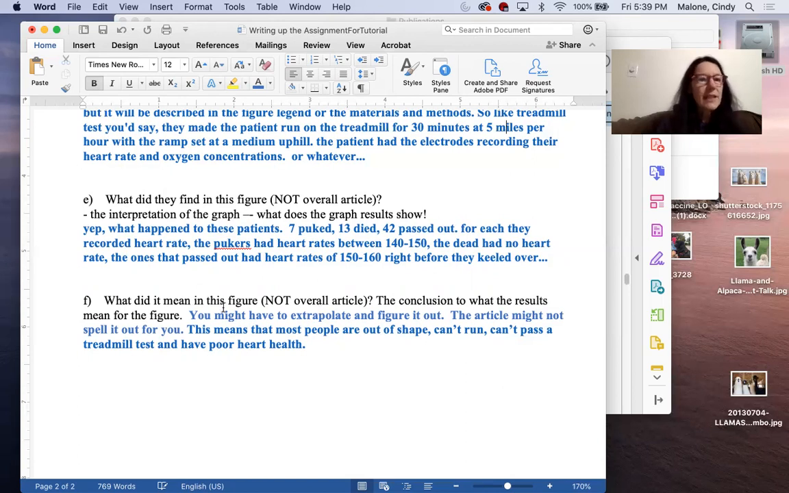And then what did it mean? Again, just this figure. And again, you might have to do some extrapolating to figure it out. The article might not spell it out. What does this mean overall? If none of these people did well, they're puking, they're dying, and they're passing out, we'd say that the people that did this treadmill test are out of shape, or they can't run well, they won't pass a treadmill test, they have poor heart health, whatever that outcome. Were they looking for oxygen saturation? They have poor oxygen saturation. That's why they fainted, right? So you're telling them exactly what they found here, but what does that mean?